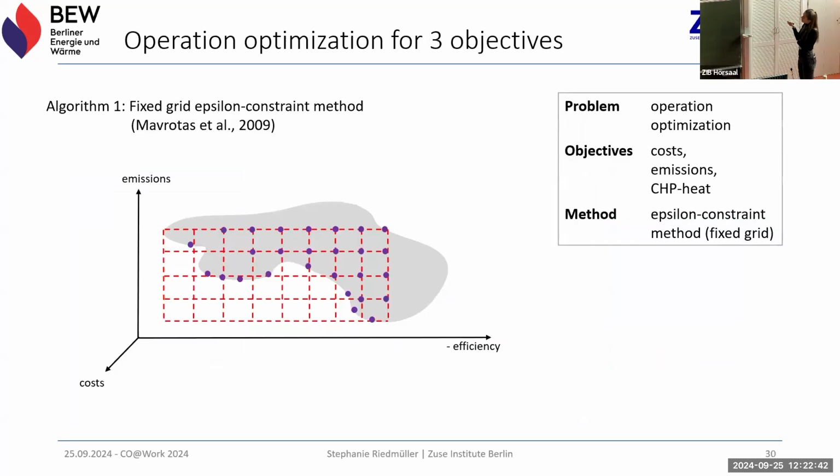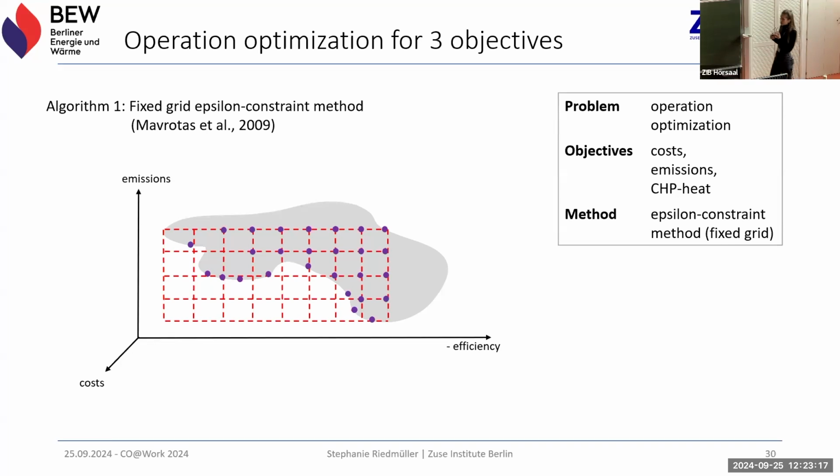Okay, but now I want to look at another problem. I want to include now 3 objectives. And as you already have seen, the instance we looked at is very large, but we want to find out more about working with 3 objectives. So we just look at the operation optimization. I leave out the design part, the investment planning for now, just to get something done here.